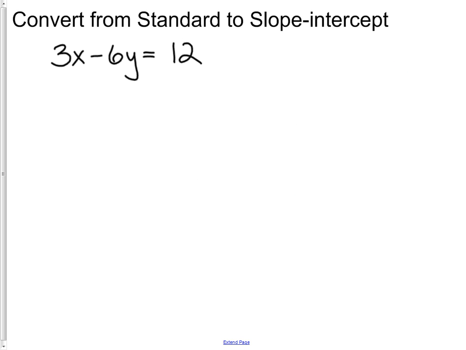Here we have an equation that's in standard form. 3x minus 6y is equal to 12. We want to convert to slope-intercept, which we know is y equals mx plus b. So you notice we're trying to get y by itself. So a couple easy steps here. Follow these steps, you'll be in good shape. Step number 1.